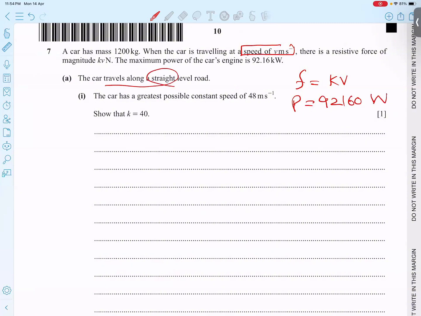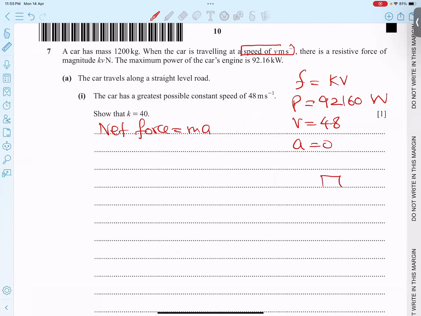So the car travels on a horizontal straight track. The greatest possible constant speed is 48. When you say the maximum speed or constant speed is 48, 100% confirm acceleration is zero, because when speed is constant, there is no change in speed, so acceleration is zero. We have to show this one. So what is the basic formula? Net force is equal to ma. So when any object is like this example, this applied force, backward is a friction force. So we write capital F minus small f is equal to ma.